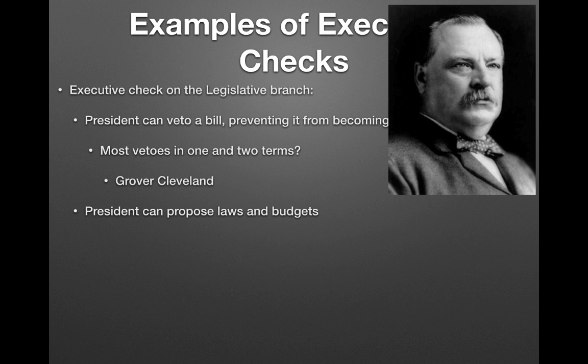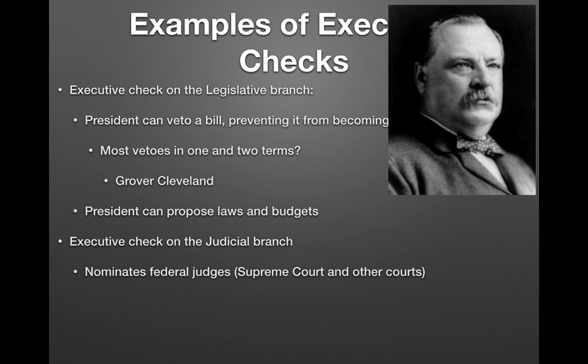The president can propose laws and budgets. So if the president is not a fan of what Congress is doing, laws they are proposing, he or she can propose laws. And this is something we'll explore later. This is known as using the bully pulpit. So the president will often come out and say, hey, get behind my proposed law, get behind my proposed bill. Just because the president proposes it, though, Congress can do nothing with it, but this is an example of checks and balances.